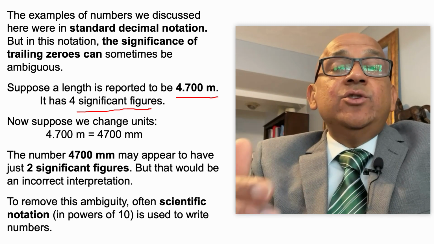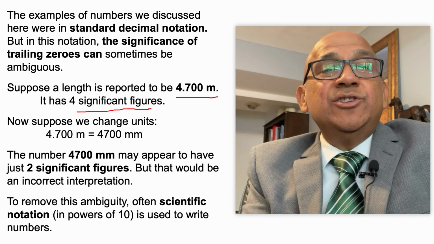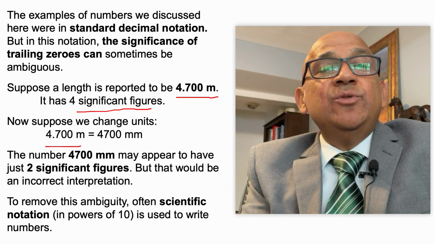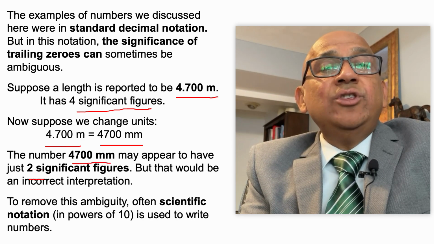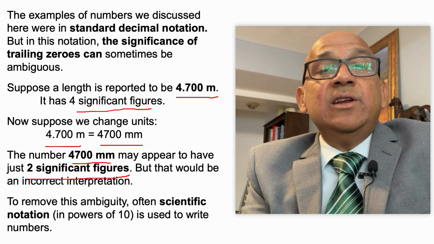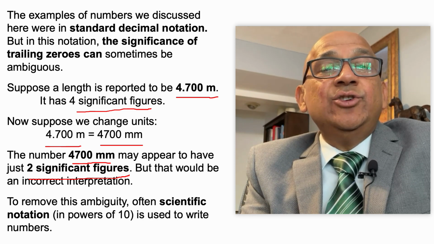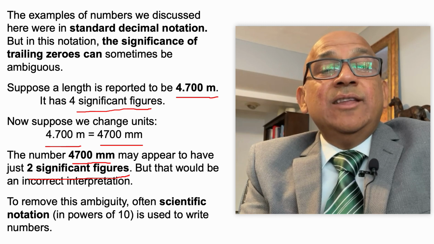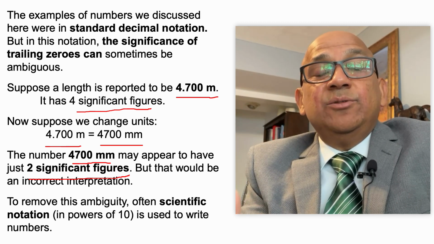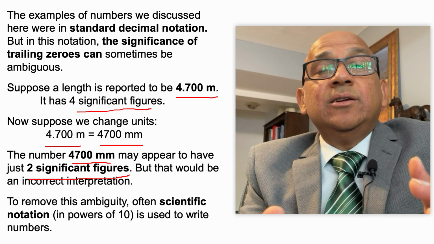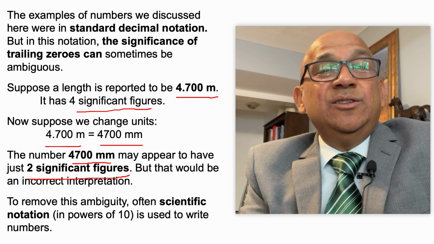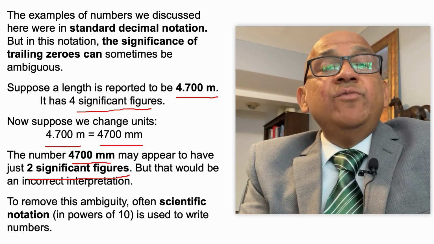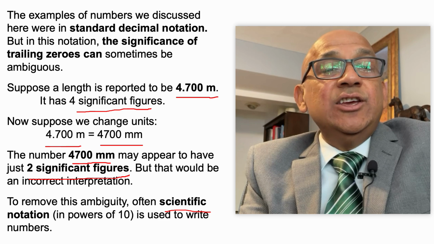Now suppose we change the units. We change these meters to millimeter. So we can write 4.700 meter the same as 4700 millimeter. The number 4700 millimeter may appear to have just 2 significant figures based on the rules which we learned in the last slide, right? We saw that trailing zeros are not significant. But that would not be correct in this case, because when you convert the unit, the significant figures should not change. But here, because of this ambiguity, it is changing. To remove this ambiguity, often scientific notation is used.